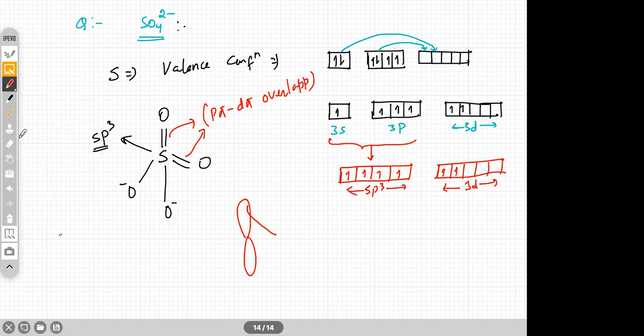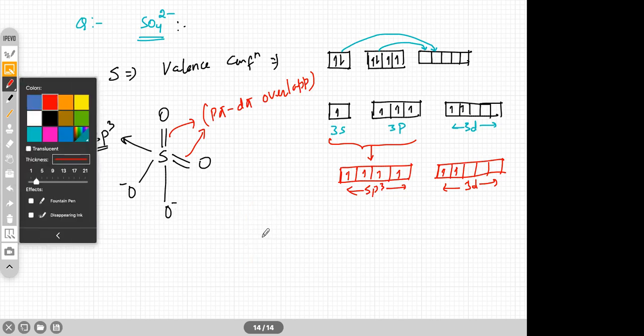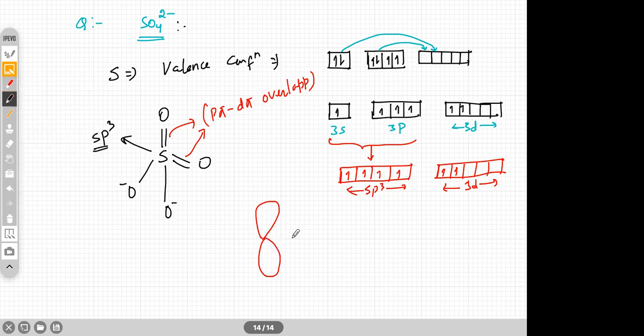Just a second. The p subshell is this and d is this. This overlap we have. See this? If you could imagine, along this line we have the internuclear axis, and this is the p pi d pi overlap. Did you get it?